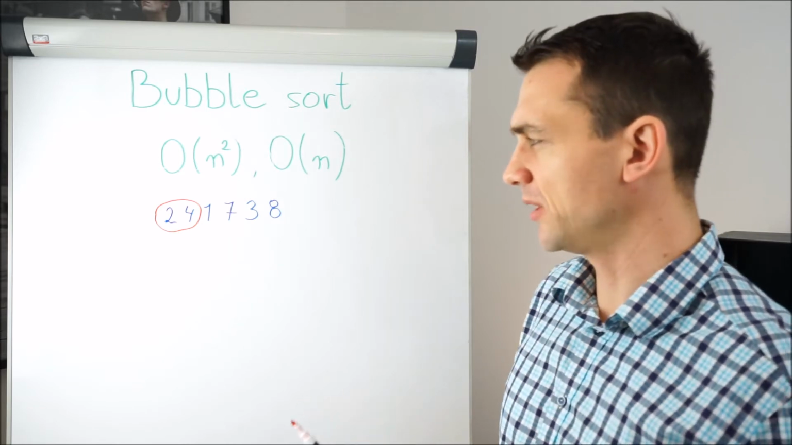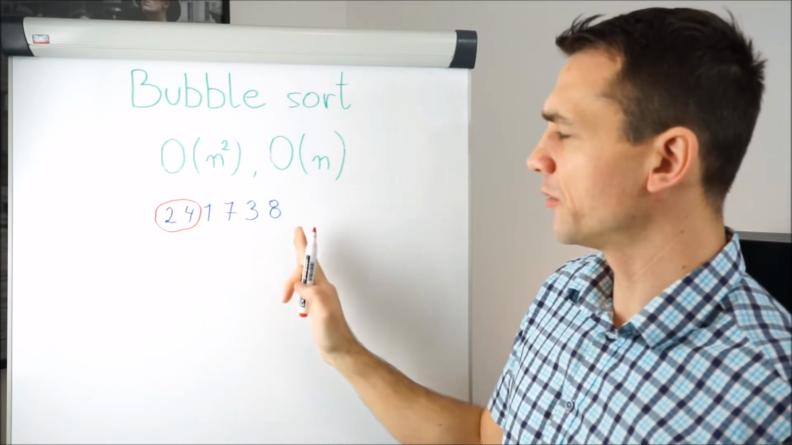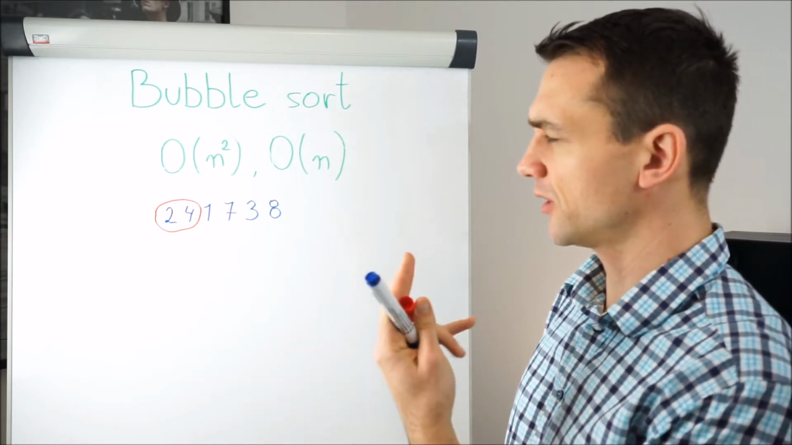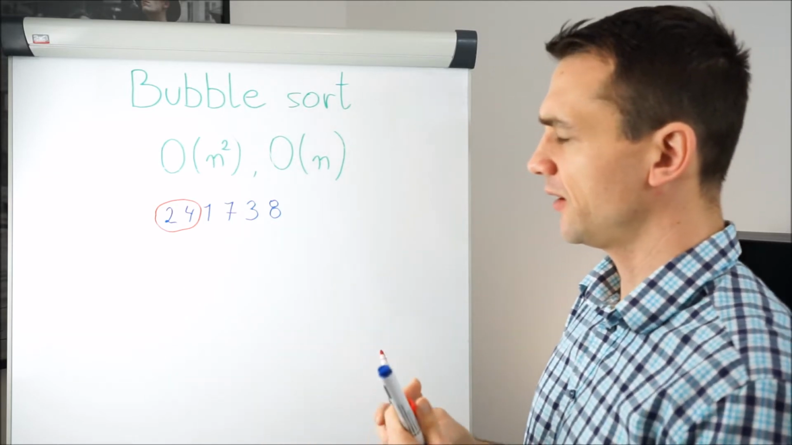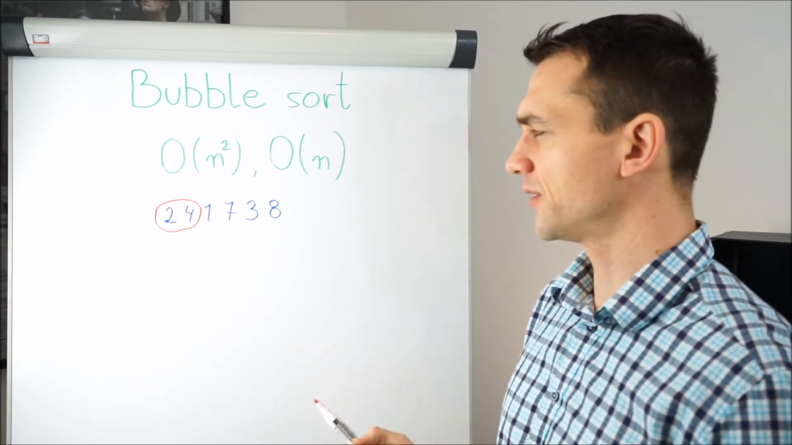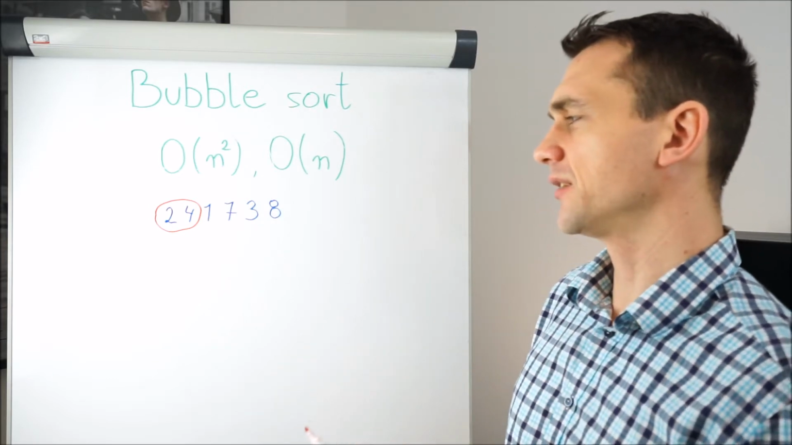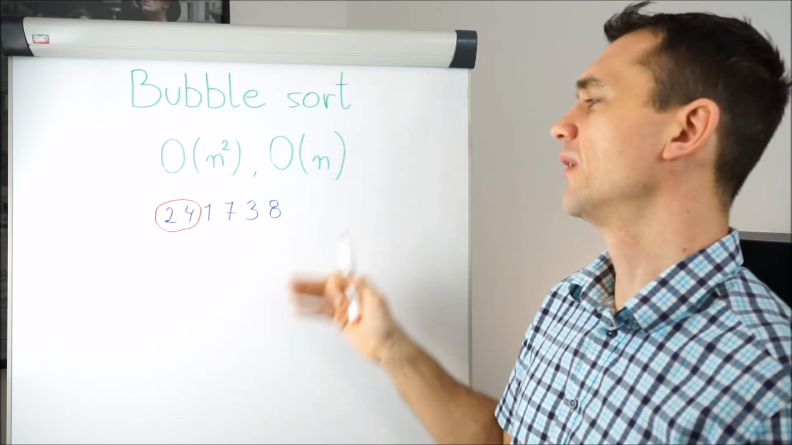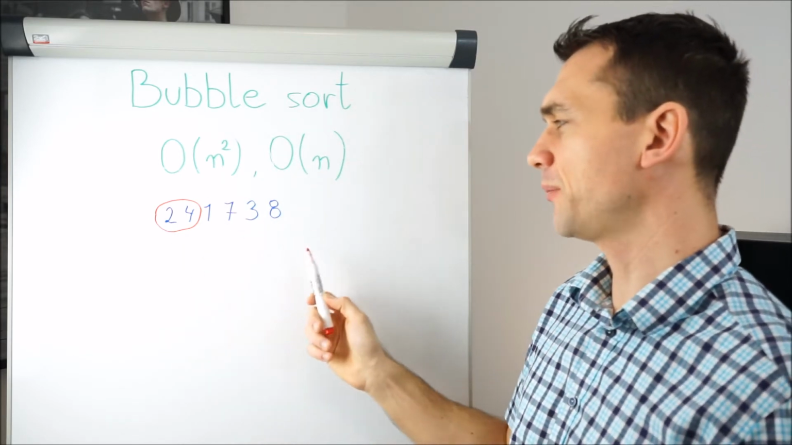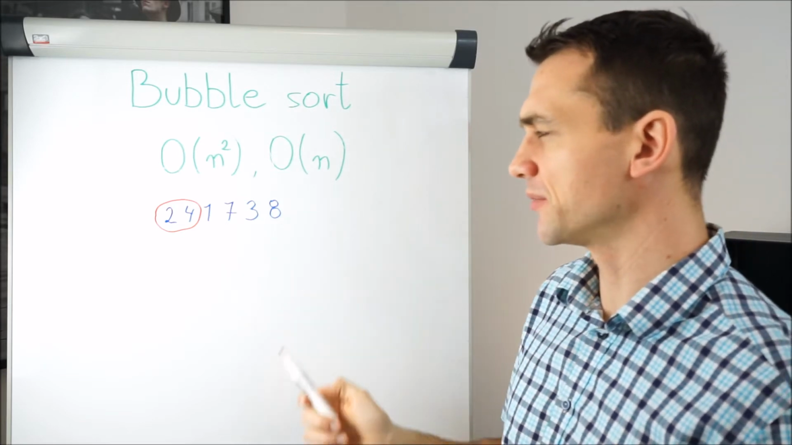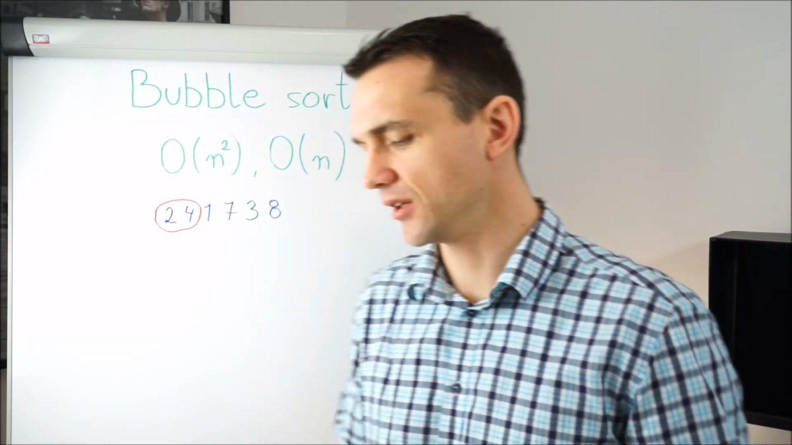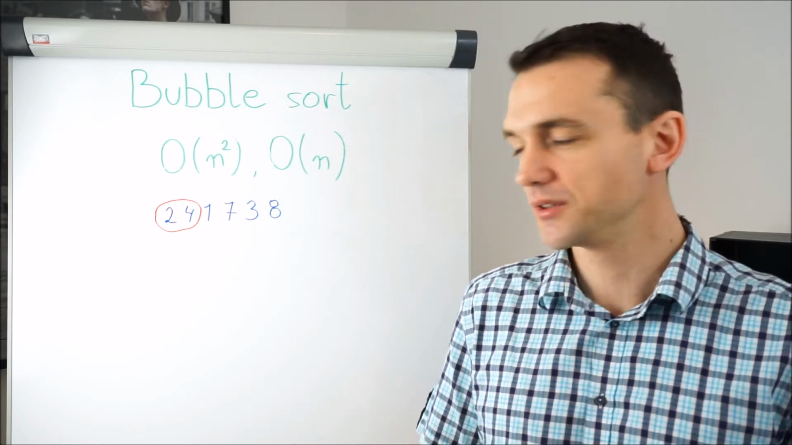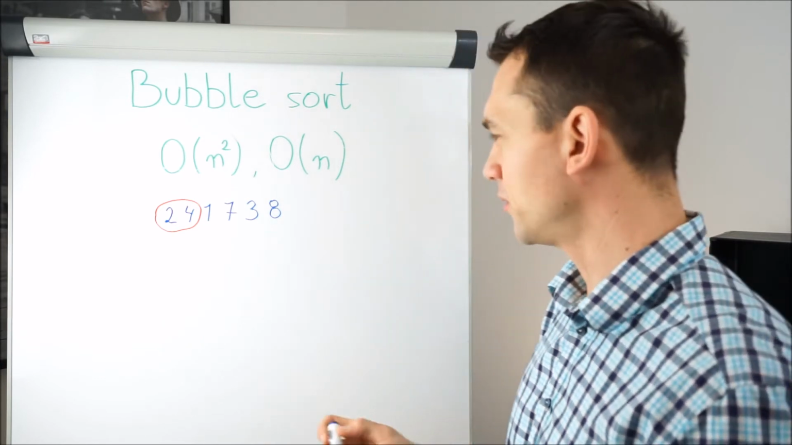When we move our window to the right and we come across two elements, and the one on the left is higher than the one on the right, we do the swap. Next iteration, swap. Every time we count the number of swaps, and if the number of swaps is 0, it means our array is already sorted. So let's go over this array.